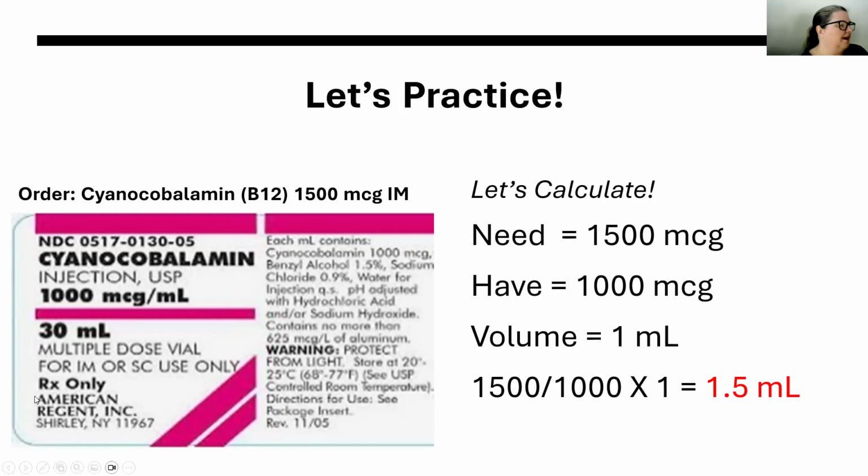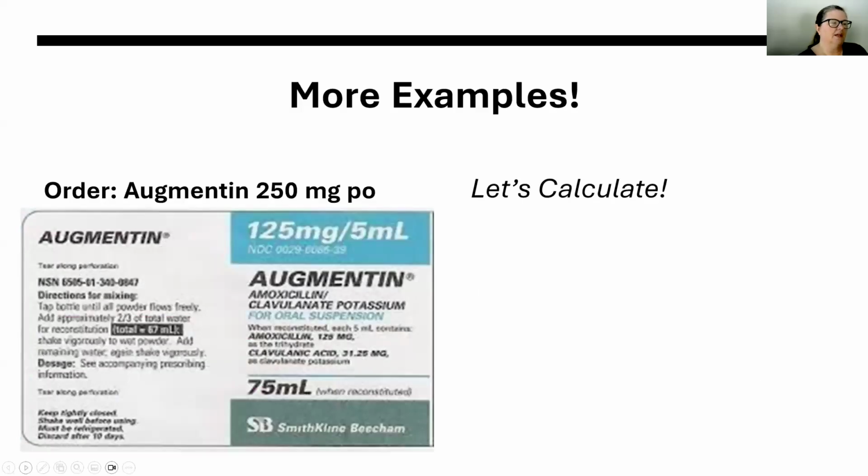All right, let's do another one. Here is something you drink versus inject. This is Augmentin. It is an antibiotic. The order on this one says Augmentin 250 milligrams PO. PO means by mouth. I will have another video that talks about medical terminology and abbreviations.